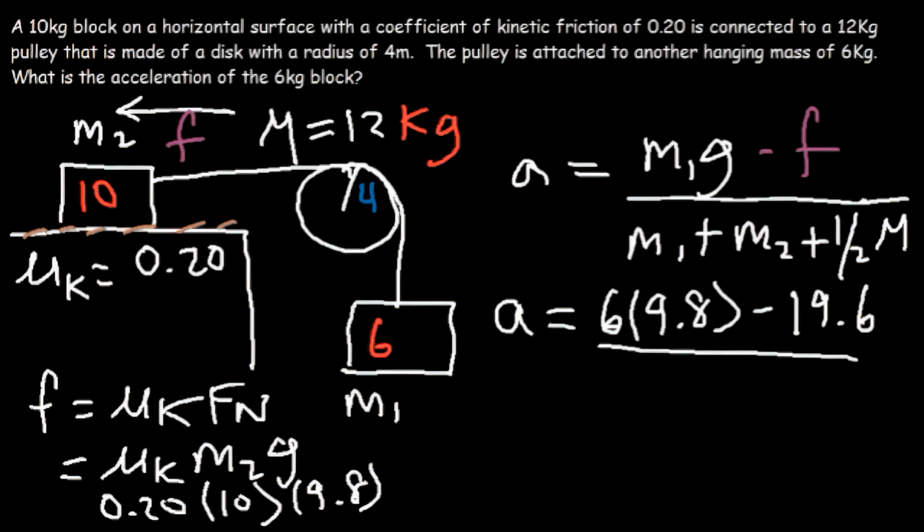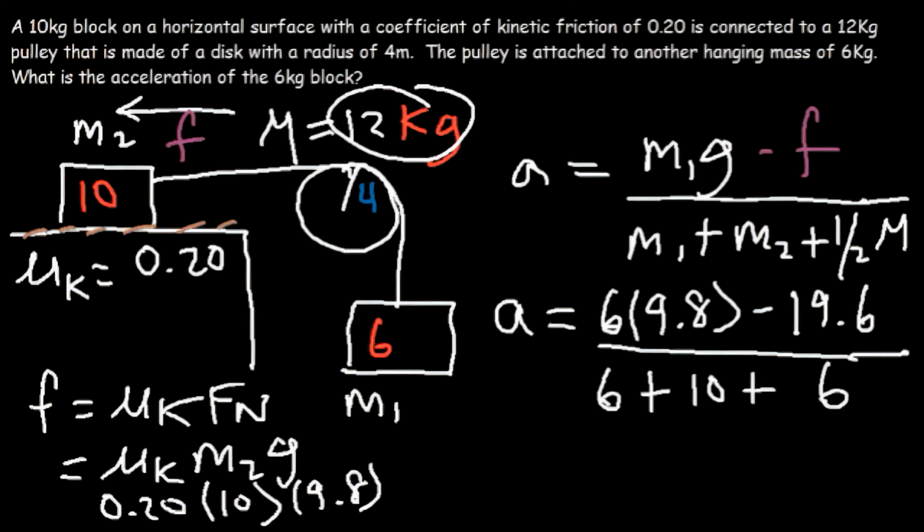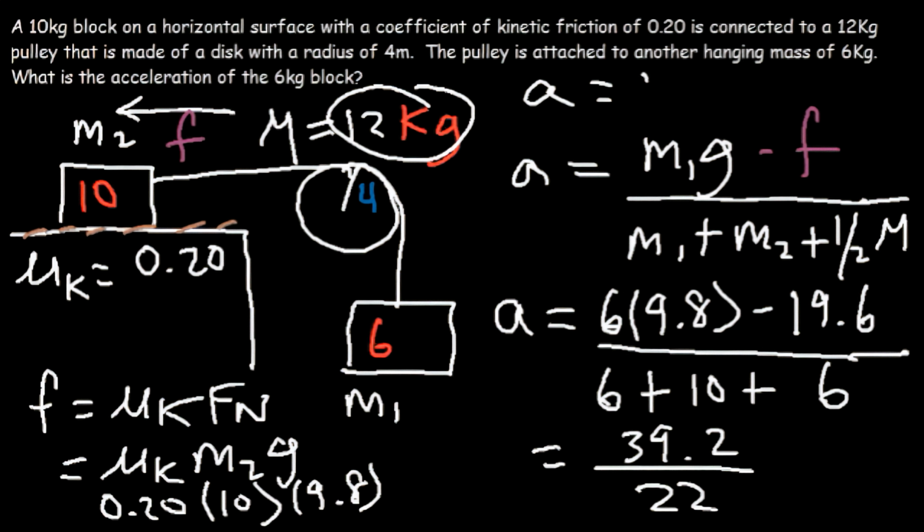It's 19.6 newtons, divided by the total mass. m1 is 6, m2 is 10, and 1/2 the mass of the pulley, half of 12 is 6. 6 times 9.8 is 58.8 minus 19.6, and that gives us a force of 39.2. 6 plus 10 plus 6 is 22. So the overall acceleration of the system is 39.2 divided by 22, and that's 1.781 meters per second squared.